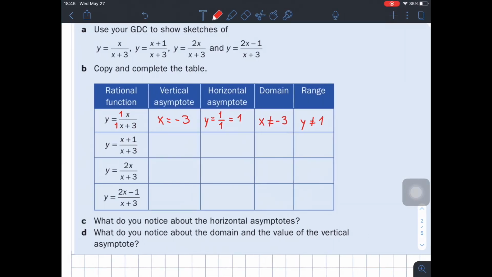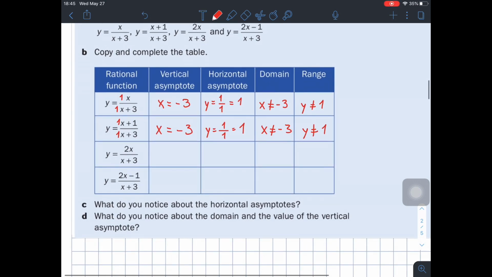Okay, so vertical asymptote, once again, we set the denominator to 0 and we get x equals -3. The horizontal asymptote follows the same rule: coefficient in front of the x in the numerator divided by coefficient in front of the x in the denominator. So this is again y equals 1 divided by 1, which is 1. So the domain would be x different from -3, and the range is y different from 1.